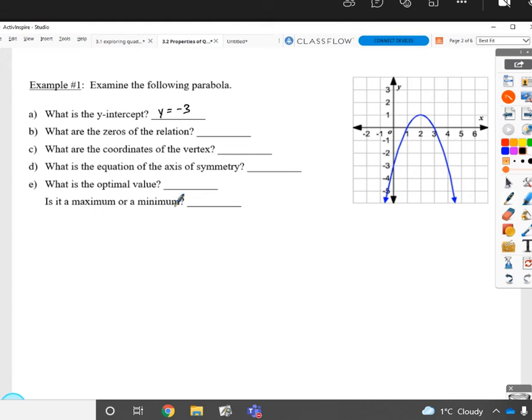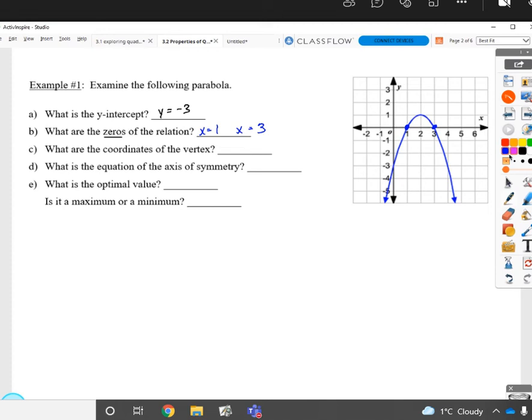What are the zeros of the relation? Now, hold on here. What are zeros? Does anyone remember, Crystal? Yeah, zeros are those x-intercepts. So we have one here and one there. So we have one at +1, and we have one at +3. We have 2 zeros. We're lucky. Sometimes you can have no zeros. Sometimes you can have 1 zero. And we'll get into that.